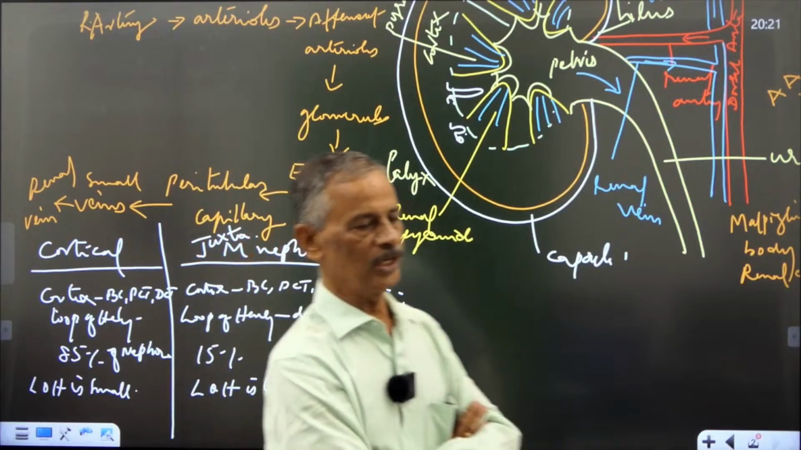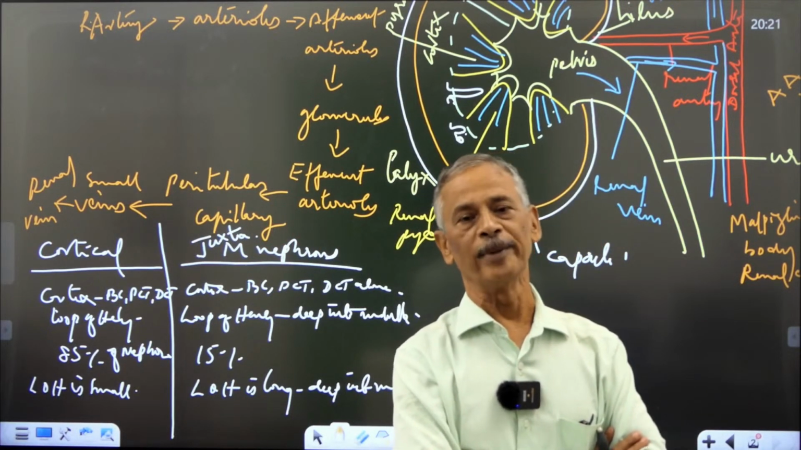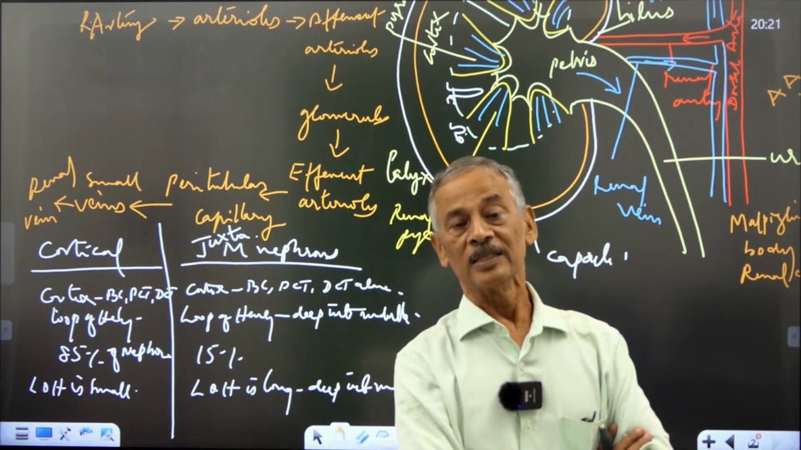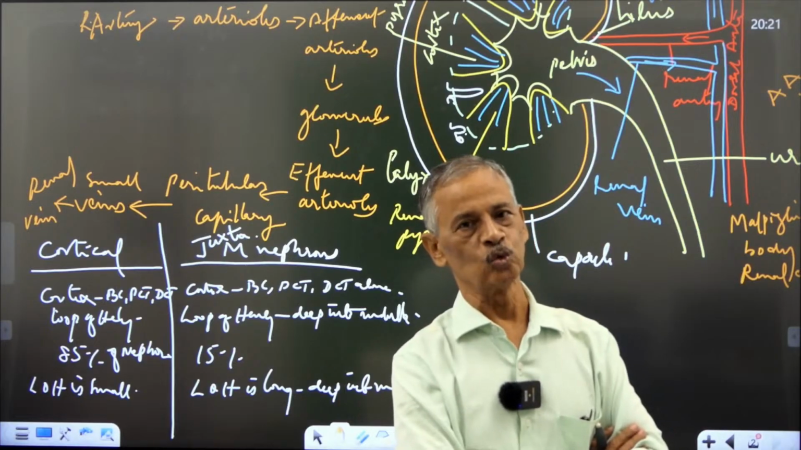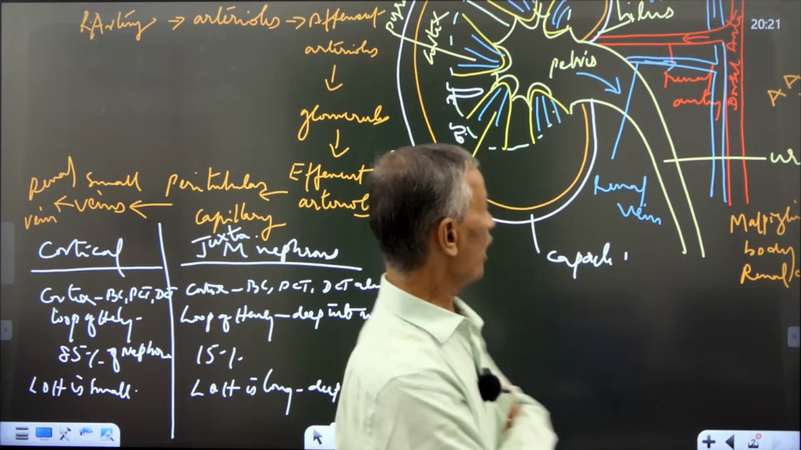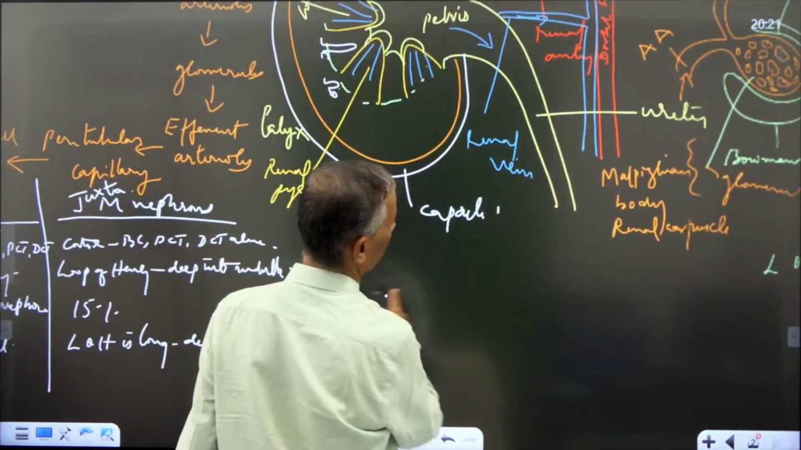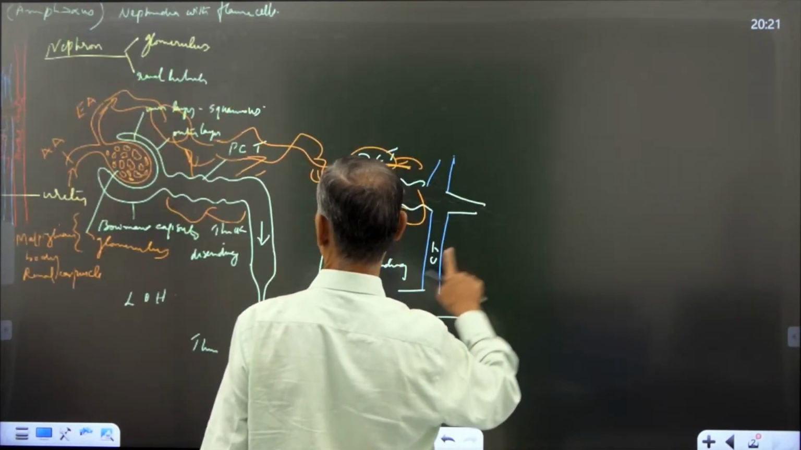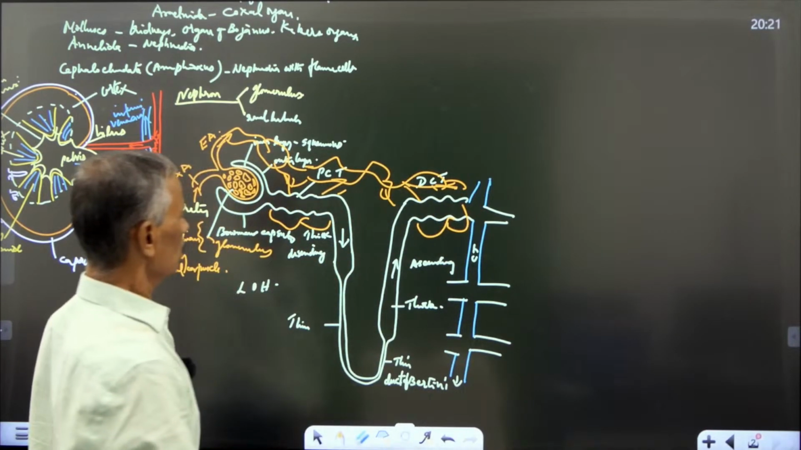Loop of Henle is very long and goes deep into the medulla. Okay. Then there is one more major difference between these two. What is that? I told you that we are having a peritubular capillary that is surrounding the tubule.